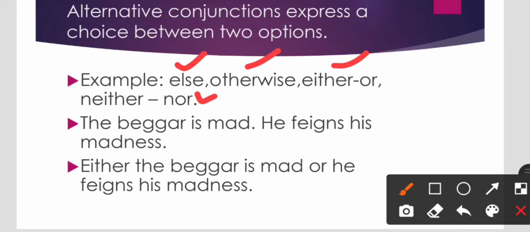Okay. The beggar is mad, he feigns his madness. या तो वो बहाना कर रहा है या वो सचमुच मैड है ना. So alternatives are given. So which conjunction will we be using here? Either or. Either the beggar is mad or he feigns his madness. So we have used here either or, and see the clause, we have a subject and predicate in both the parts. So this is our compound sentence.